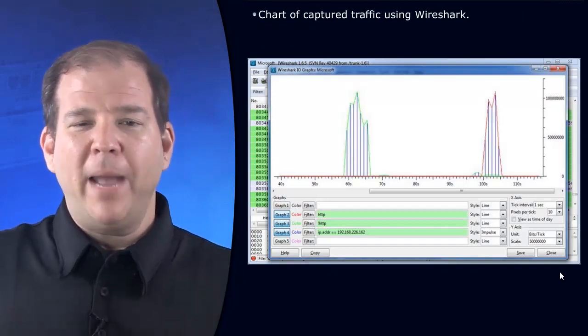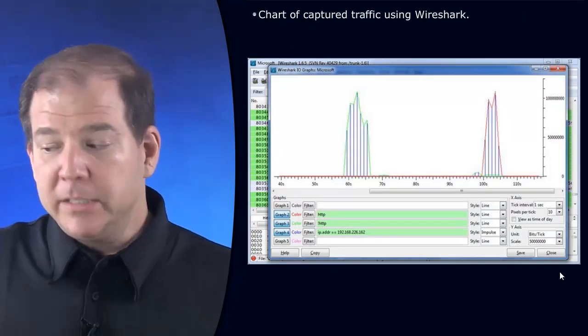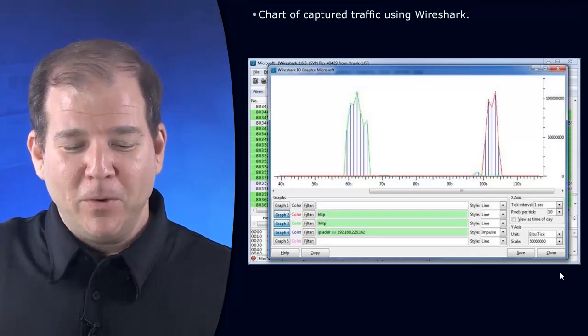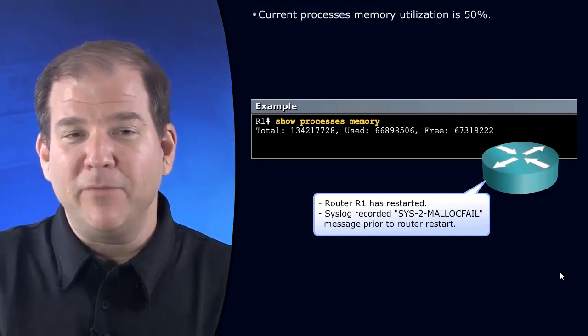We do our packet capture and we look at this information. Is this good or bad? It's kind of hard to say, isn't it? Well, we don't really know. We need to check our baseline information perhaps.